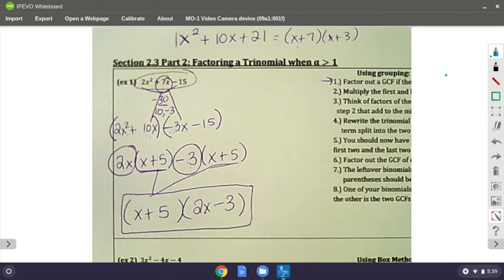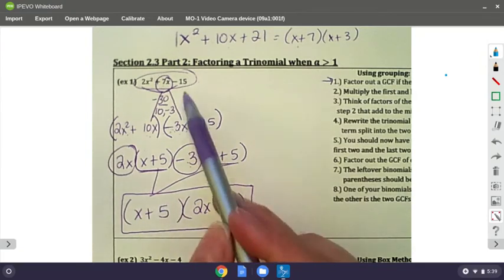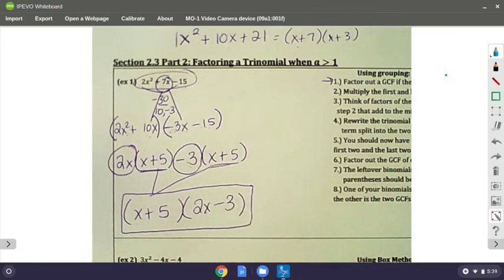I think so. Anyway, if you wanted to double check your answer, you could FOIL, double distribute, multiply this out, and you would get back to the original. So that's method 1, using grouping.